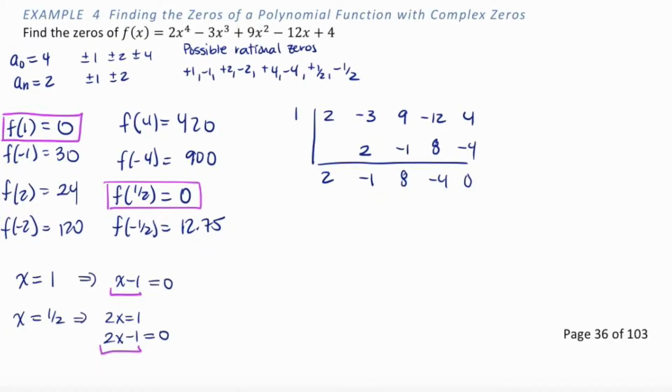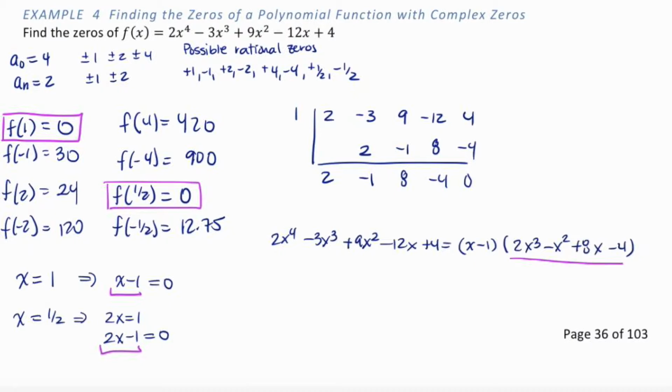All right, so we end up with 2x to the fourth minus 3x cubed plus 9x squared minus 12x plus 4 equals x minus 1 times 2x cubed minus x squared plus 8x minus 4. Now we can go ahead and factor this polynomial by grouping.